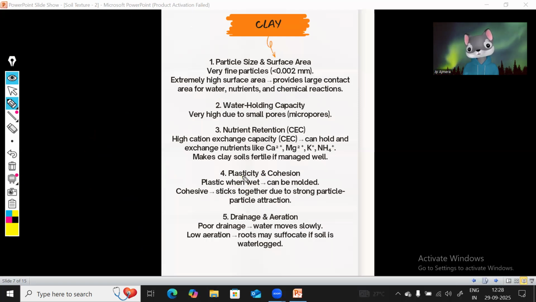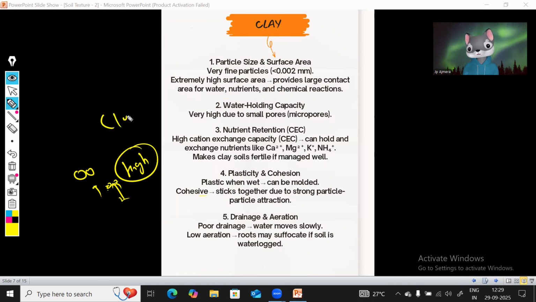So it has the capacity of plasticity. For example, particles stick together due to particle attraction. These two particles are very small, and they have a lot of attraction between them. That attraction between soil particle and soil particle is from cohesion, and that is high in clay, right?